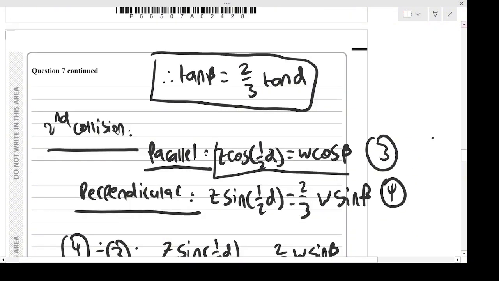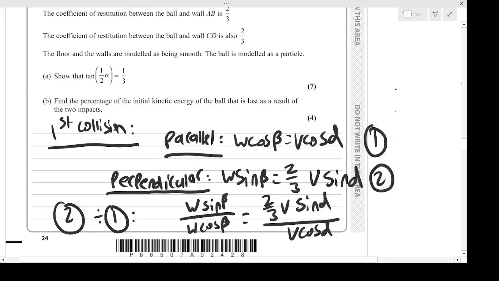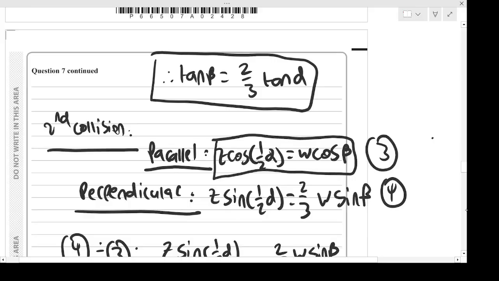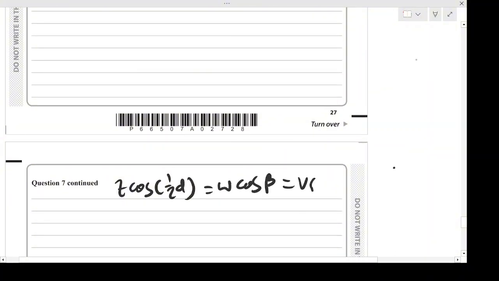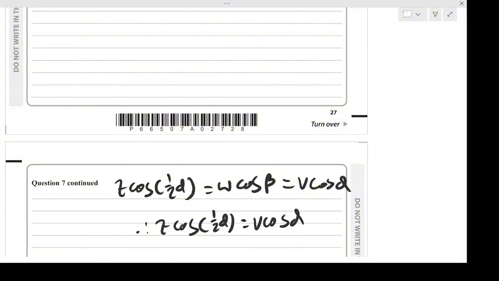So I have z cos of a half alpha is w cos beta, but then also w cos beta is v cos alpha. So that gives me a link between z and v, right? So z cos of a half alpha is w cos beta. But we also know this is v cos alpha. So we can just cut the middleman and say that z cos of half alpha is v cos alpha. Okay, so we've got an equation with z and v, which is all we really need.